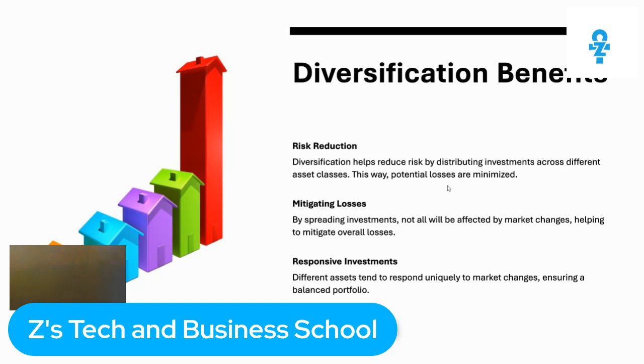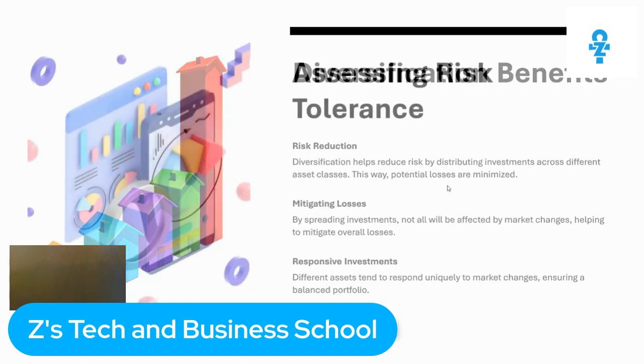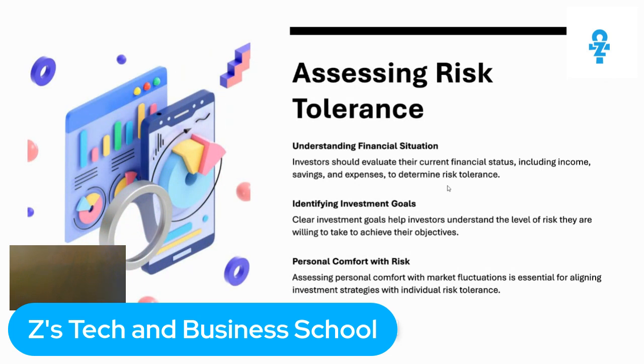Responsive investments. Different assets tend to respond uniquely to market changes, ensuring a balanced portfolio. Assessing risk tolerance, understanding financial situations. Investors should evaluate their current financial status, including income, savings, and expenses, to determine risk tolerance. Identifying your goals. Clear investment goals help investors understand the level of risk they are willing to take to achieve their objectives. And then your personal comfort with risk. Assessing personal comfort with market fluctuations is essential for aligning investment strategies with individual risk tolerance.